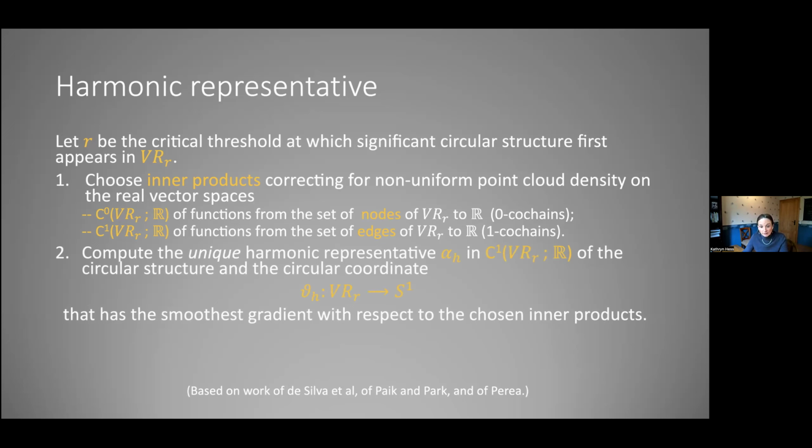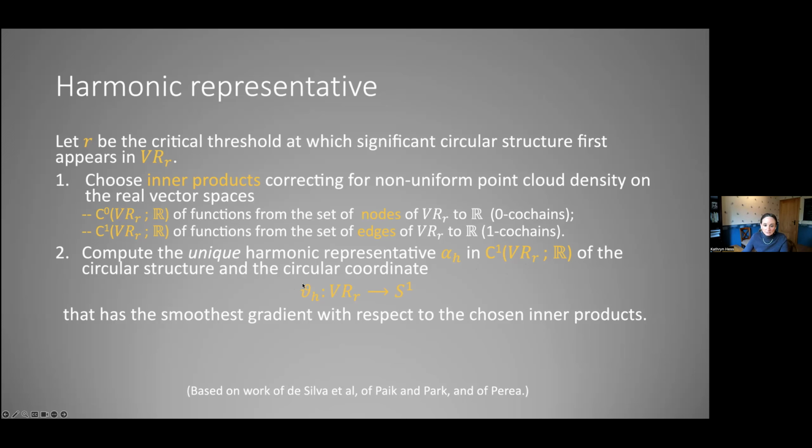Once we have fixed those inner products, we can compute what's called a harmonic representative of the circular structure. We know we have some significant circular structure, and we know that it can be encoded by an element of this vector space, which will be a one-cochain. There's a very special one called the harmonic representative, which is chosen with respect to our inner products. It's a unique choice, the unique one that is harmonic. There's no more choice involved, which is something we always like as mathematicians. And that'll be our representative of the circular structure.